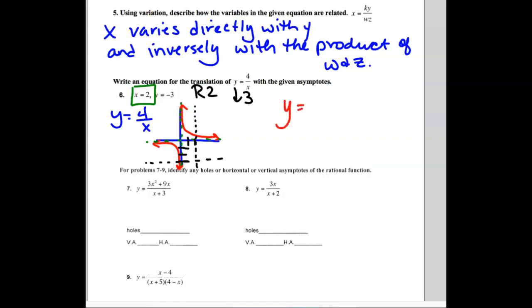We know we start with the generic y equals 4 divided by x. To move right 2, we would need to have a -2 in the denominator with our x. And to move down 3, we would have to have a -3 on the outside as our k value. Okay, so this was h, this was k.